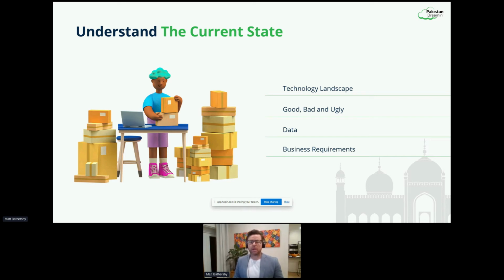Understanding the data, it always comes down to data. So what data do we currently have? Where does that data live? What does it look like? Is it usable? Do we need all of it? Are there compliance requirements around data?